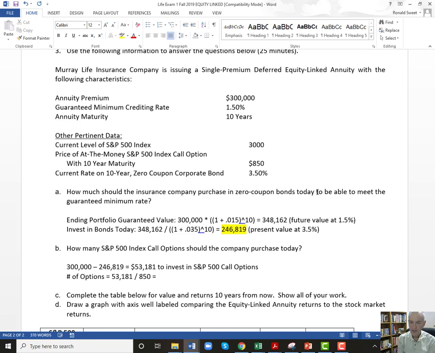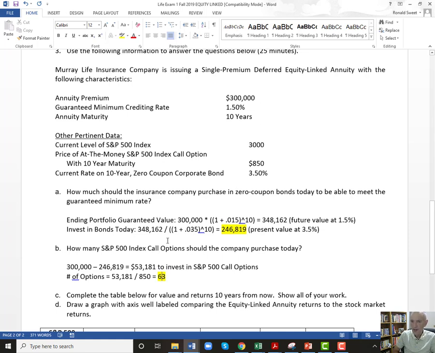So you have 53,181. That's money that you could put anywhere you wanted to. And we decided to put it in S&P 500 call options. Why? Because that's where our contract says. It says that they get the upside of the S&P 500. So how many contracts is that? I just rounded to 63. So there's your answer to the second question. So we need 63 contracts.